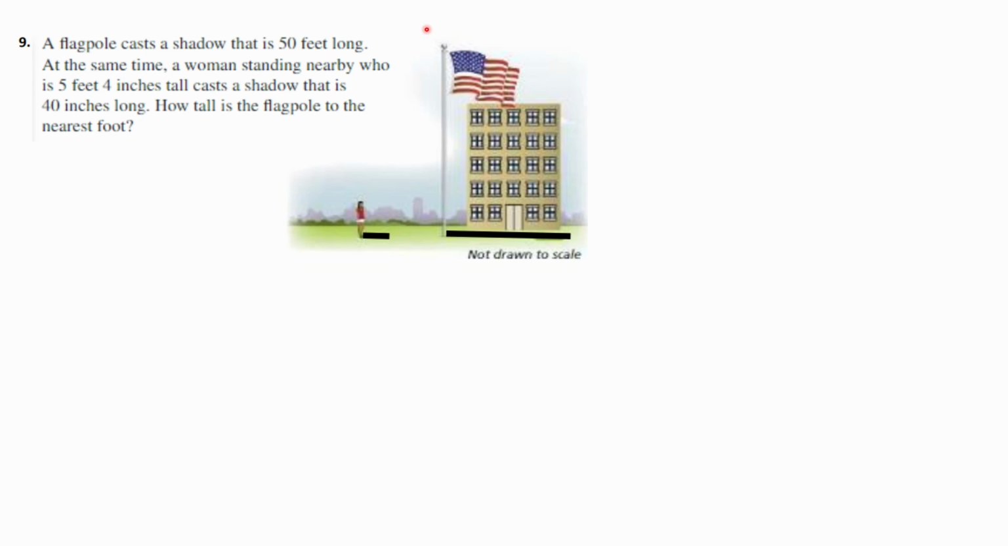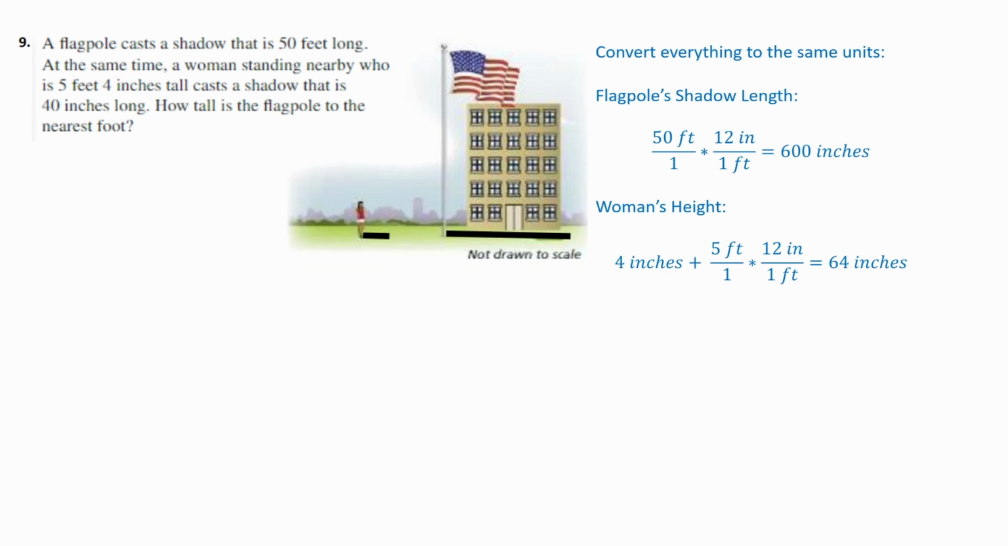The reason that we can use her height and her shadow length is if the sun is at the same angle, then these two triangles that are made by the flagpole and its shadow and the woman and her shadow would be similar. So what I did first is I converted everything to the same units. I have the flagpole's shadow length over here. It's going to be the 50 feet times 12 inches in each 1 foot for a grand total of 600 inches for the flagpole shadow.